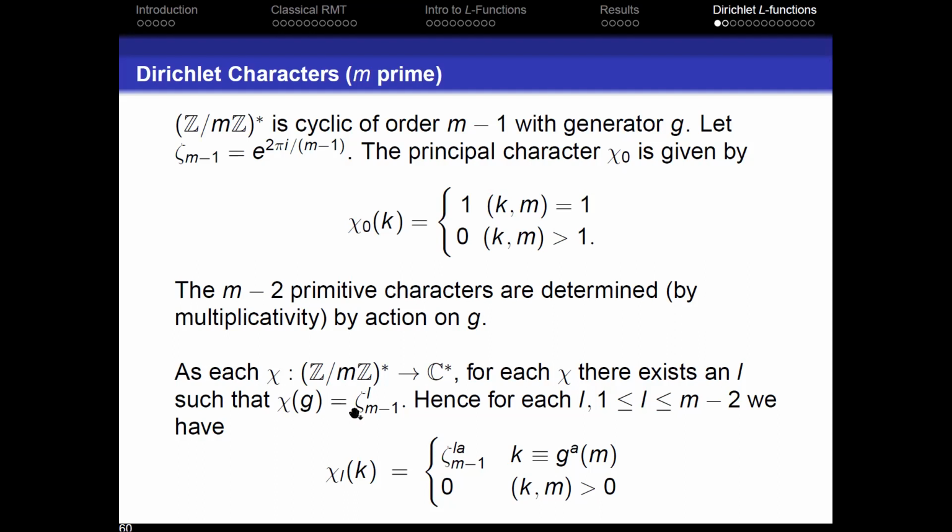And we're going to just send it to a power of the primitive m minus first root. And it turns out that for any choice of L between 1 and m minus 2, this is going to give us a nice well-defined map. And the effect of chi on a product, your G1 times G2, your two elements of this group, is just going to be the product of chi G1, chi G2.